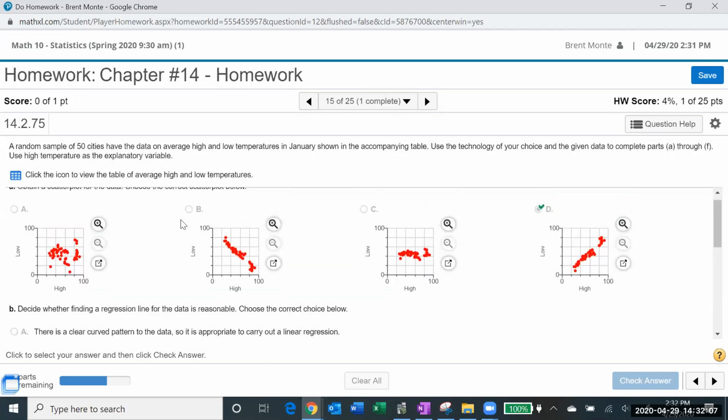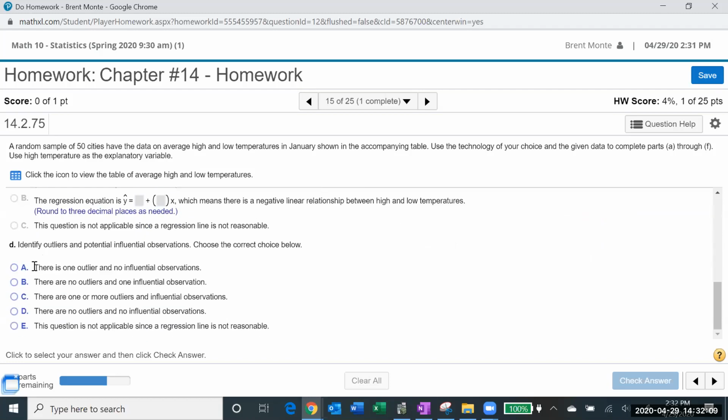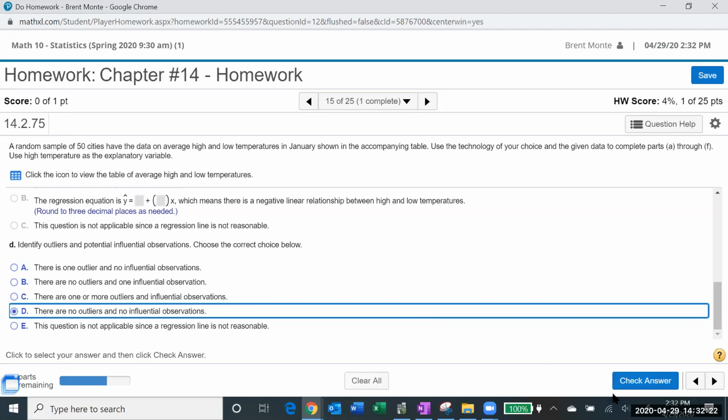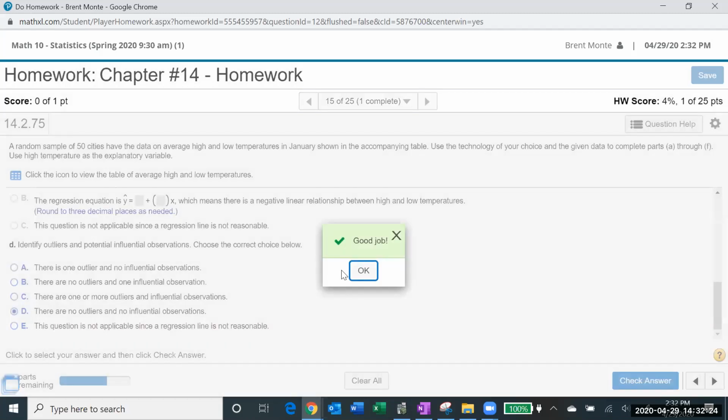So I would venture on this one, there are no outliers and no influential observations. Let's see if they're picking that one dot as an outlier. Let's check. They are not. So we were right the whole time.